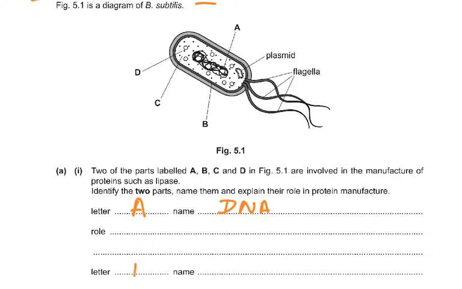Then the other letter is D. And what is that? That is a ribosome. And what happens on the ribosome? It adds amino acids together to build up the protein. The DNA dictates the sequence of amino acids which are going to be put together to make that protein.